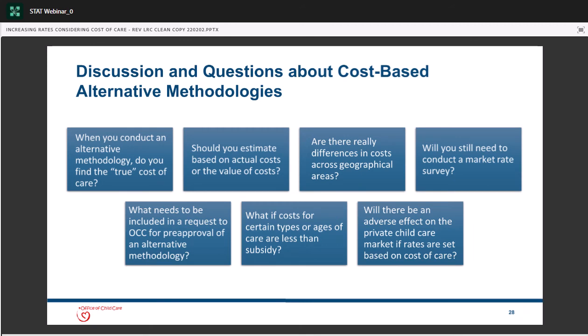It may be wise not to box yourself into a corner by stating that you plan to base rates solely on cost of care. Another approach to communication might be that you will be taking cost of care under significant consideration in setting your rates.